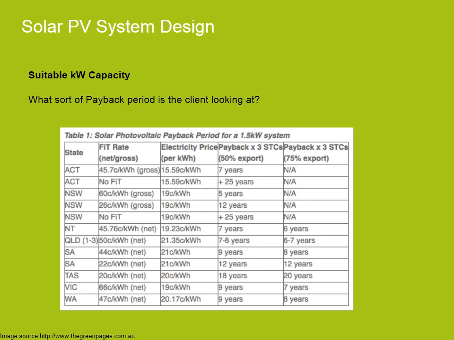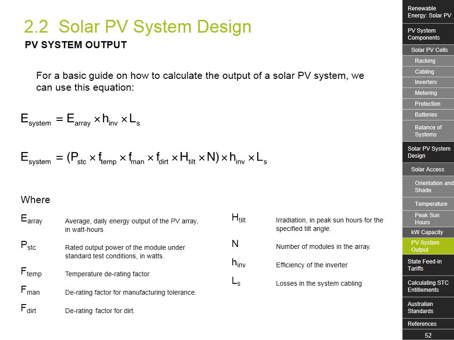Notice that different states and territories receive different amounts for the electricity they feed into the grid through the various feed-in tariffs. The scenario is based on a 1.5 kilowatt system that, fully installed, would cost roughly $8,250 before payment of small-scale technology certificates. Now let's look at how we can perform a basic calculation to determine a solar PV system's output.